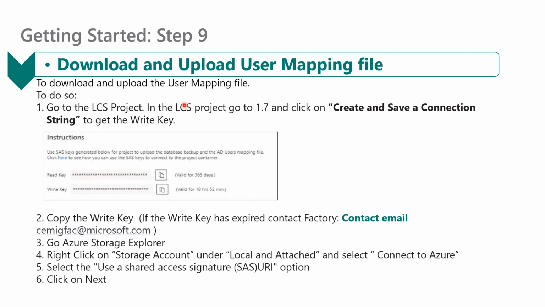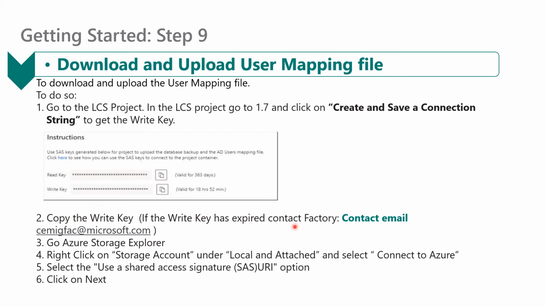Once you have reached out to the Microsoft Factory team, they will respond back to you asking that you download and upload the user mapping file. To do so, you need to go to the LCS project. Once you're in the LCS project, click on 1.7 and select Create and Save a Connection String. You will see the following screen. Click on Right key and copy the right key.